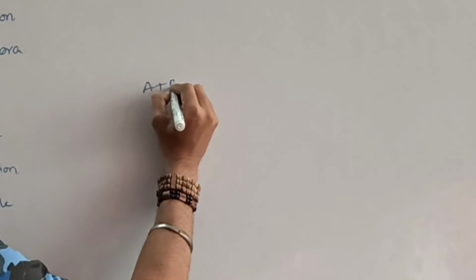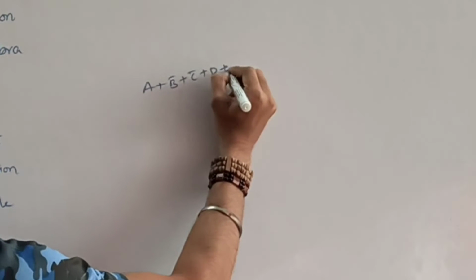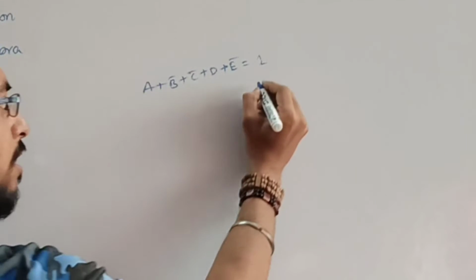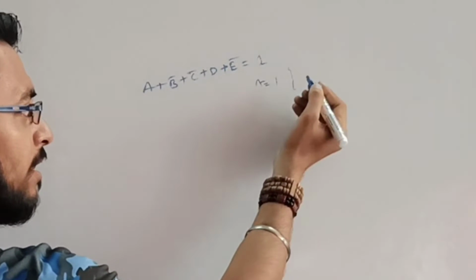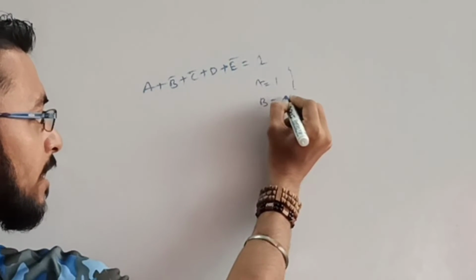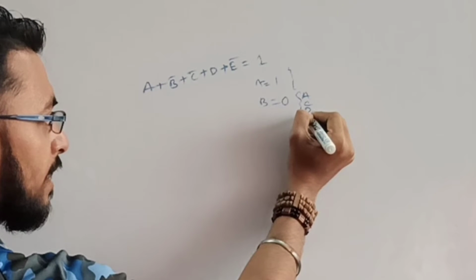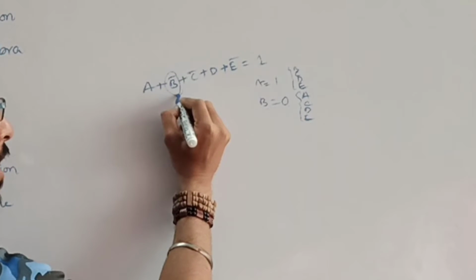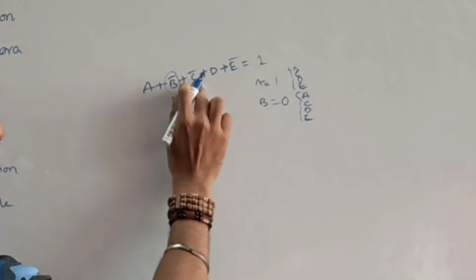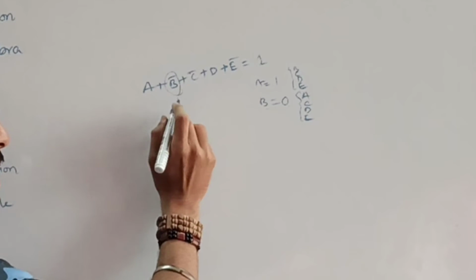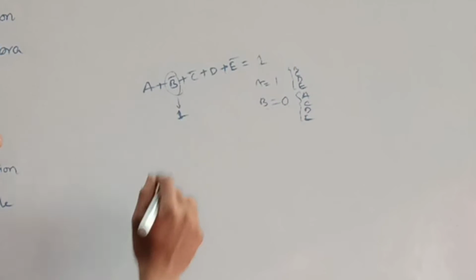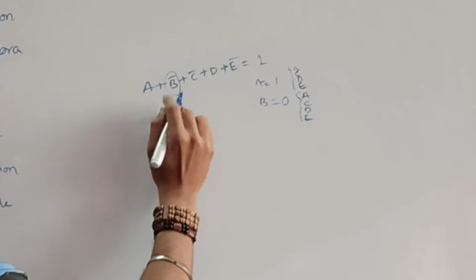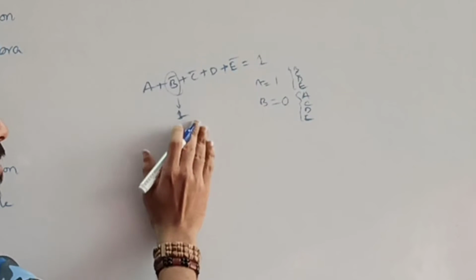Let's take another example: a plus b bar plus c bar plus d plus e bar. Now tell me when this value will give me 1. Simple. Either a is 1, and b, c, d, e any value. Or b is 0, and a, c, d, e can take any value. Because if b is 0, this literal will become 1, and whatever may be the b, c, d, e, it doesn't matter. For an OR operation, if any one input is 1, my output will become 1. That's why I have to make b equal to 0. If b equal to 0, then only b bar will become 1, and since this literal equals 1, my output will become 1.